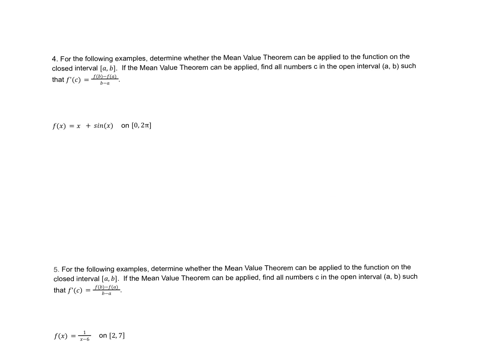Okay, number 4 says, for the following example, determine whether the mean value theorem can be applied on the function in the closed interval a to b. If the mean value theorem can be applied, find all numbers in the open interval such that f prime of c equals f of b minus f of a over b minus a.